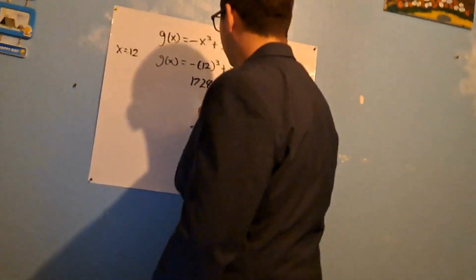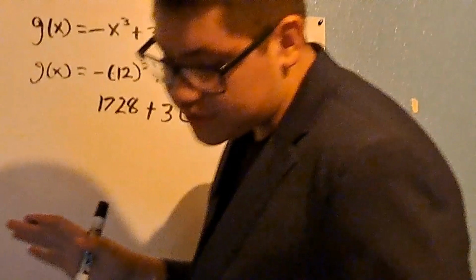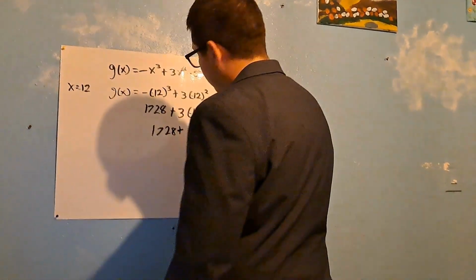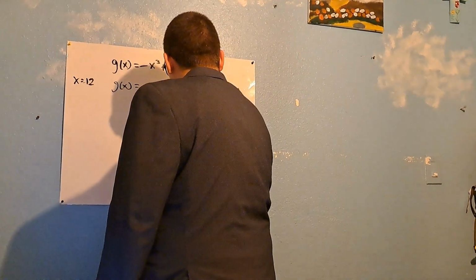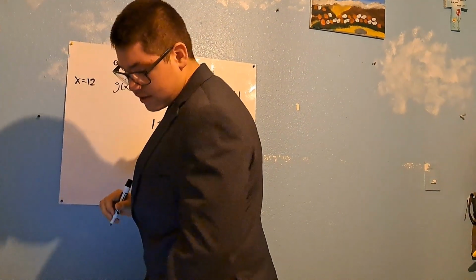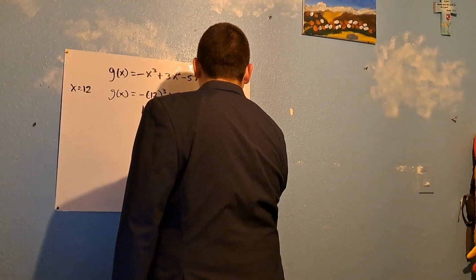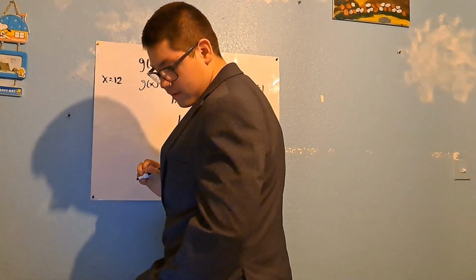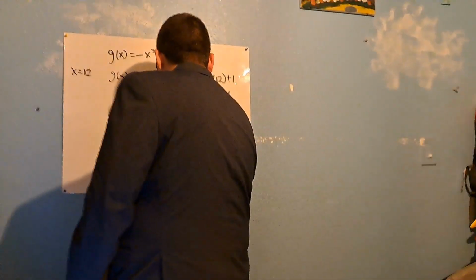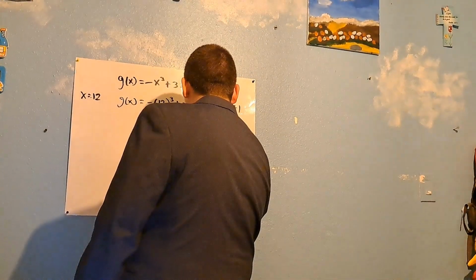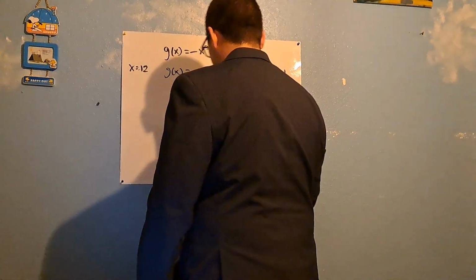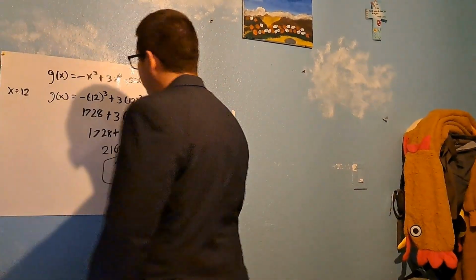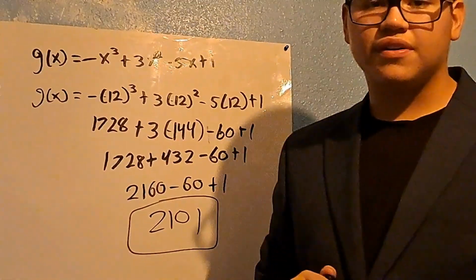Plus 1. After we find this section, we have to plug in the numbers again. For example, negative 1728 plus 3 times 144, which would equal 432, minus 60 plus 1. And then after this, we combine these terms to get the final result. This is what I understood from the first part of the chapter.